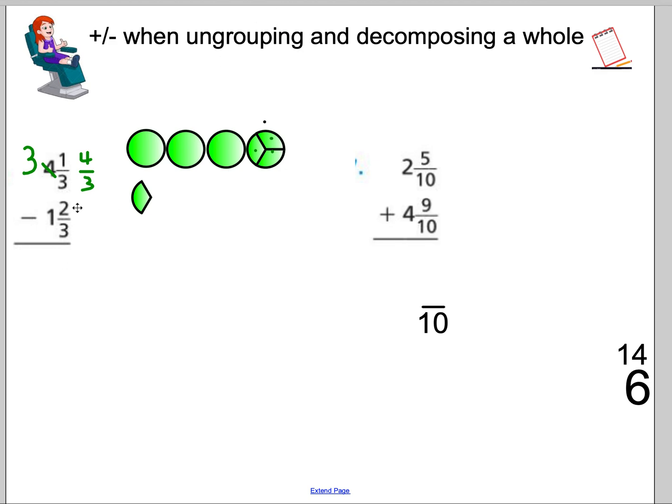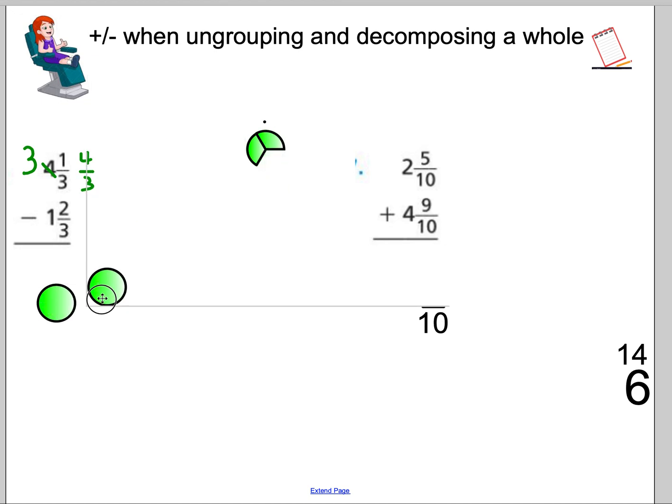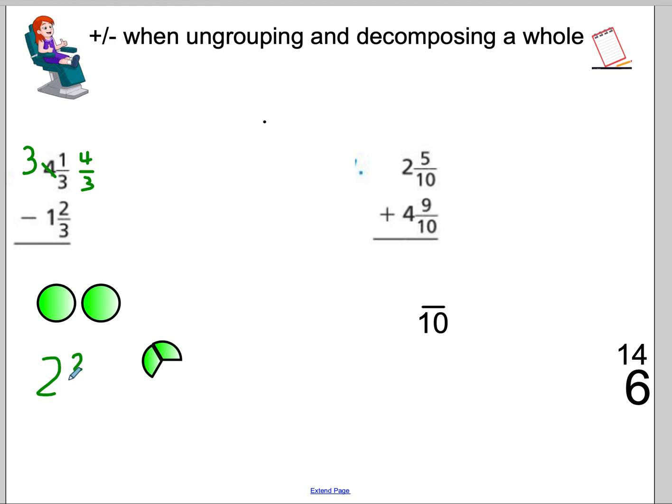The reason why is we don't have enough. So let's go ahead and do the subtraction. First off, let's take away this 1 whole. Okay, that's gone. And now let's take away 2/3. I'll take away that third, and I'll take away that third. And what are we left with? 1, 2, and it looks like 2/3. 2 2/3. We just ungrouped, didn't we?